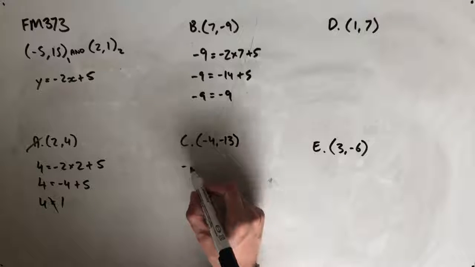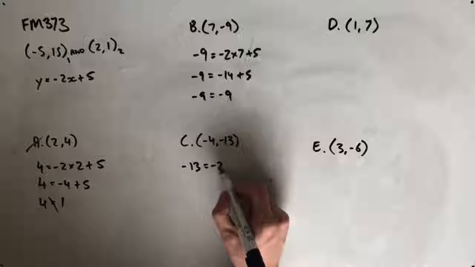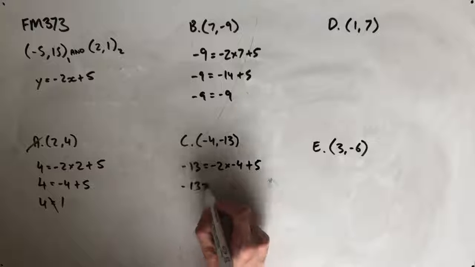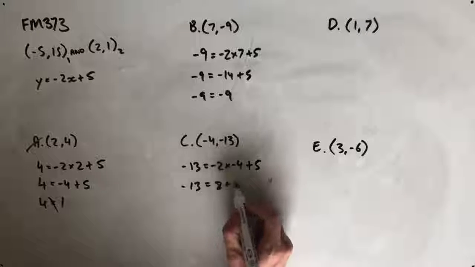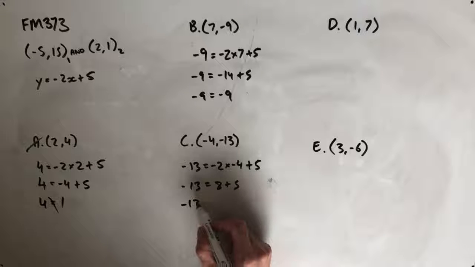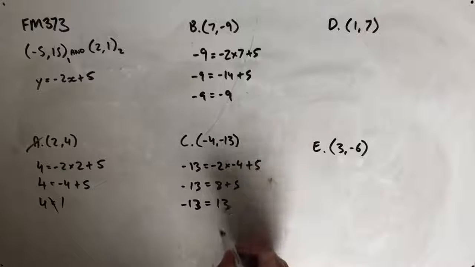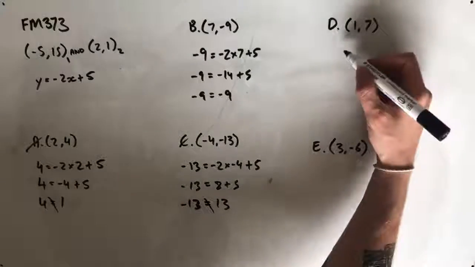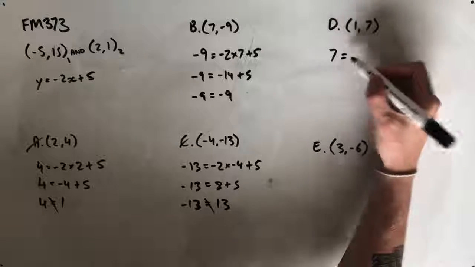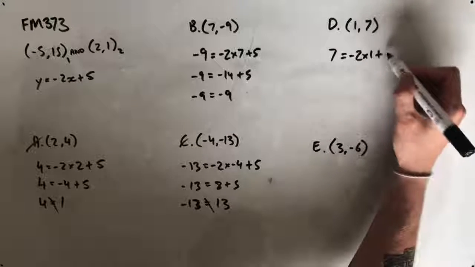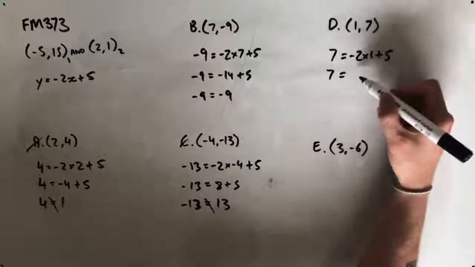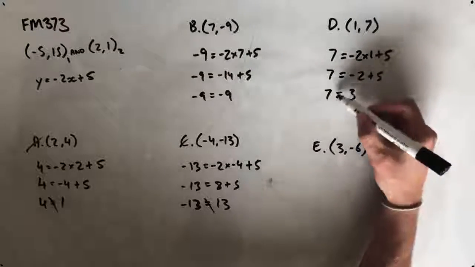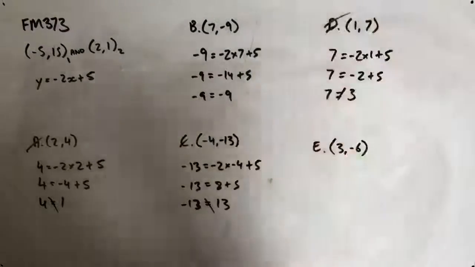Substituting this coordinate in, we get -13 is equal to -2 times -4 plus 5, which gives us -13 is equal to 8 plus 5, which is -13 equals +13, which it does not. C is not our answer. This coordinate is not on the line. Over to option D, we should get that 7 is equal to -2 times 1 plus 5, which simplifies down to 7 equals -2 plus 5, which says that 7 is equal to 3, which it is not. So this is not our answer.